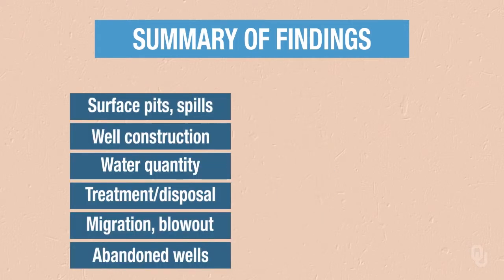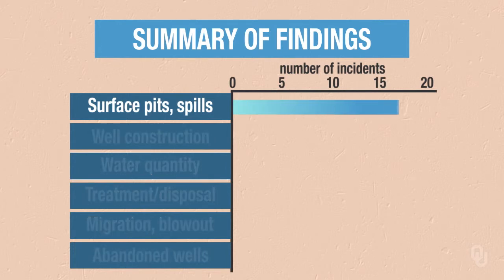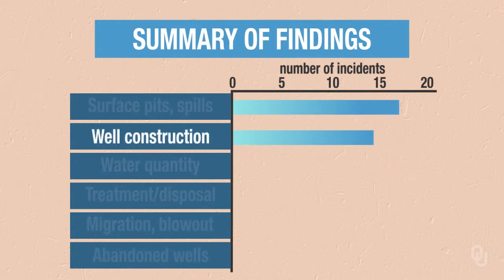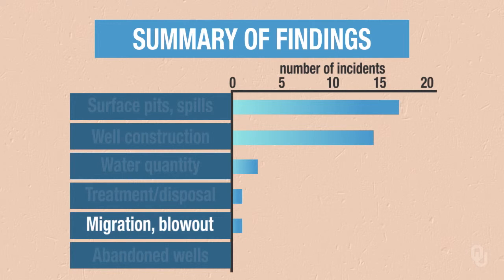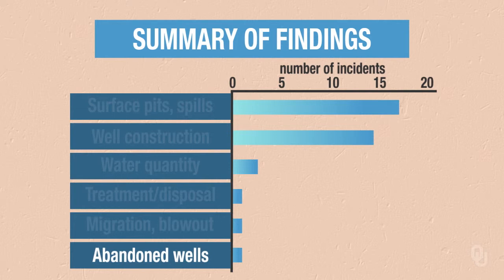These broke out into these categories shown on the graphic: surface pits, spills, well construction, water quantity concerns in terms of competition for water resources, treatment or disposal as a source of impact, migration from blowout of a well, and then the presence of abandoned wells that were not properly sealed. In all of these locations, I examined water quality data, other files, and records, interviewed industry, state regulatory personnel, EPA regional personnel, and domestic well owners.